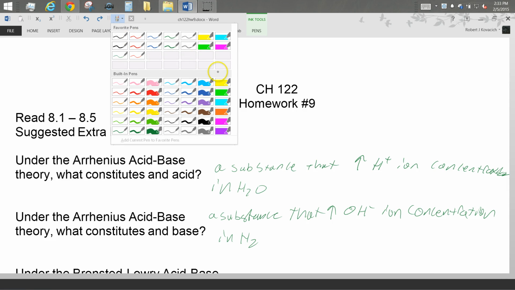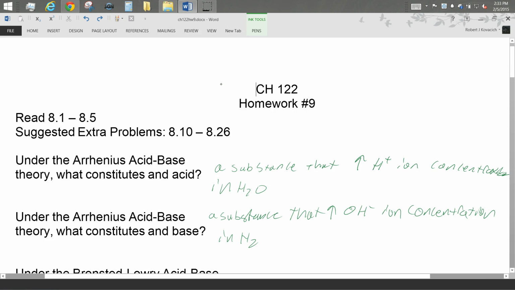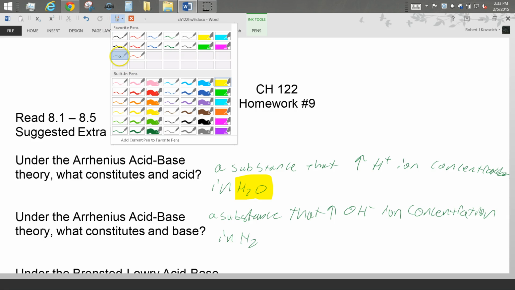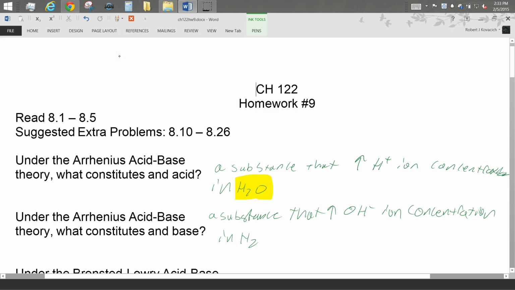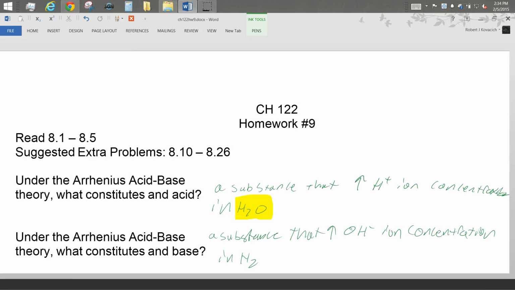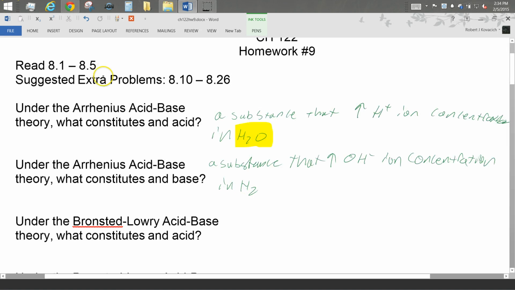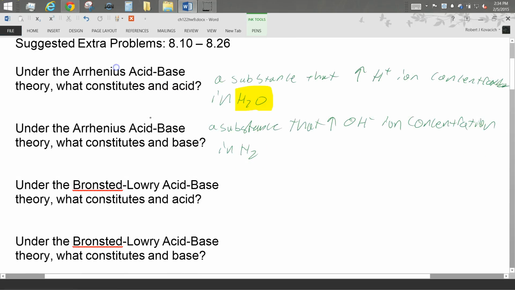What's going on? This thing is freezing or something or other. I'm not sure what's going on.